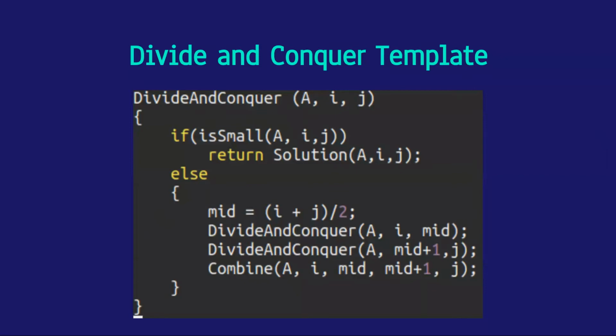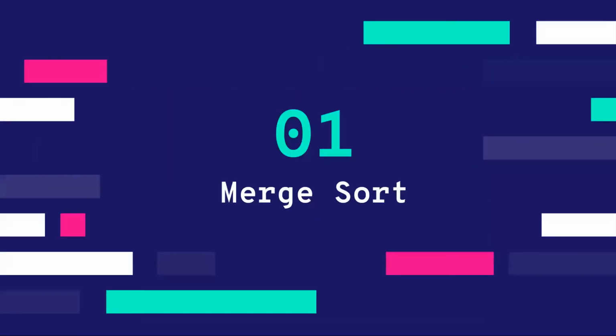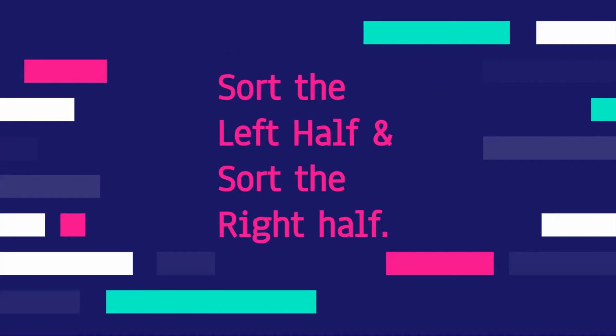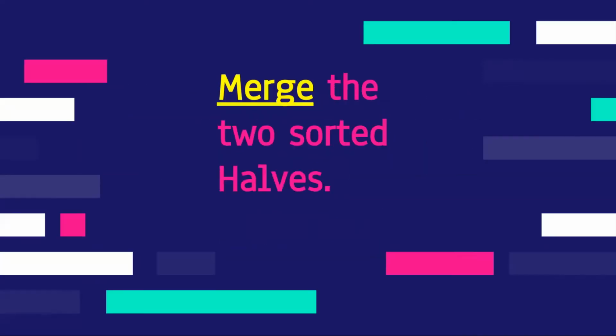Okay, now let's move ahead or you'll be too confused. So let's look at merge sort now. Step 1 of merge sort is divide the unsorted array into two parts, sort the left half and sort the right half. How are you sorting? We will see when we implement it. And after you sort both halves, merge them. Merge the two sorted halves. Okay.